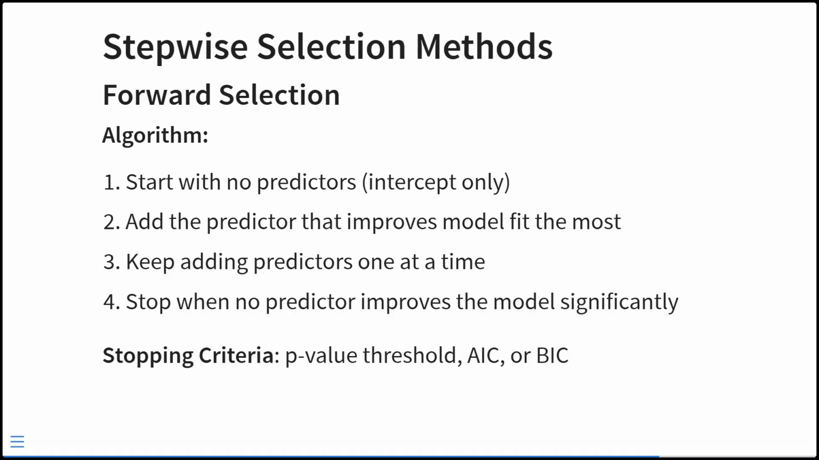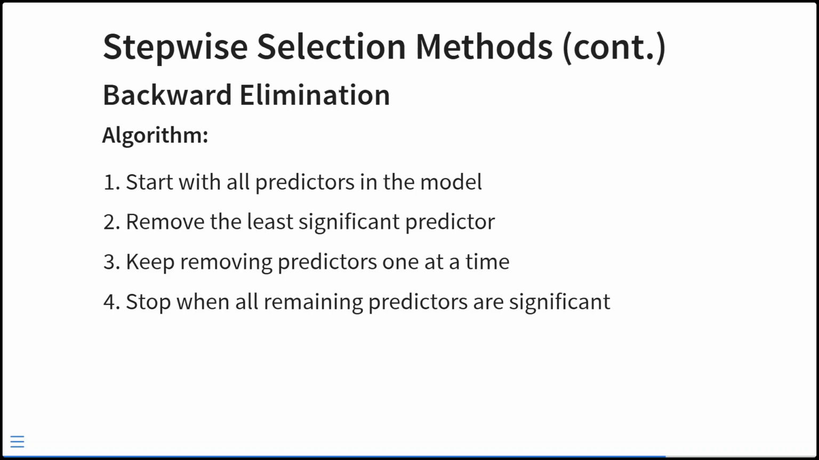Then you stop when you find out that no predictor is improving the model significantly. So this is called the stepwise selection method. The stopping criterion is usually the p-value threshold, or you can use the AIC or the BIC to compare each of the models that you have already built. So a model with 2 predictors will be compared with the model with a single predictor. You can compare them with the AIC and the BIC or use the p-value threshold.